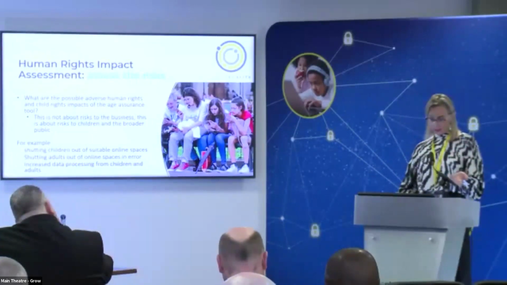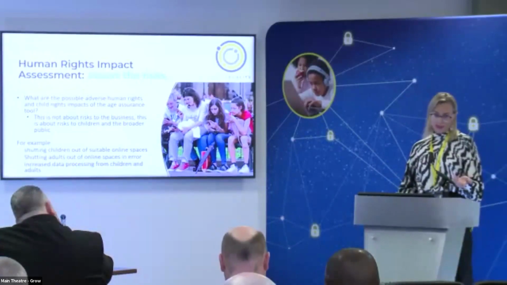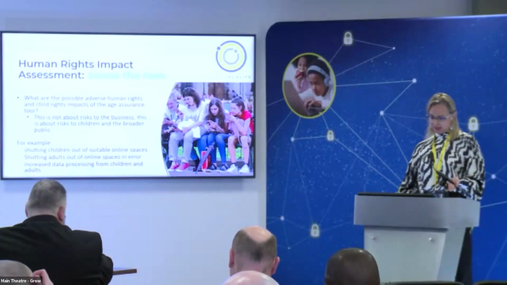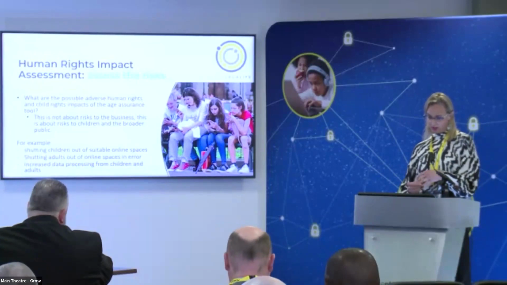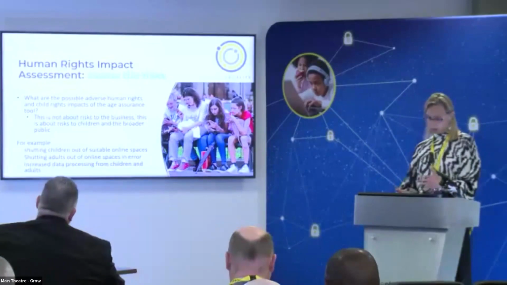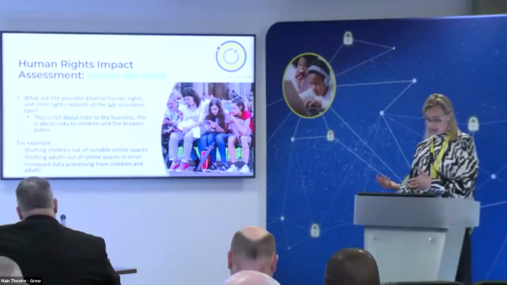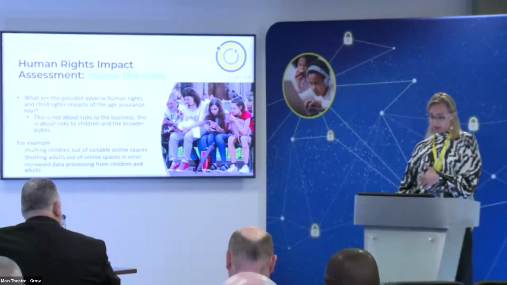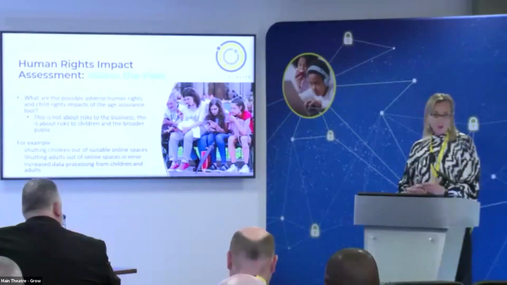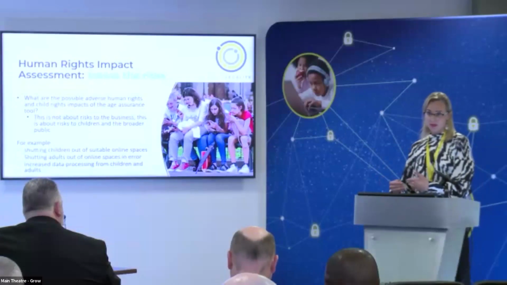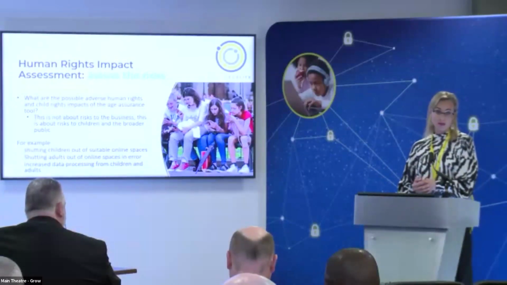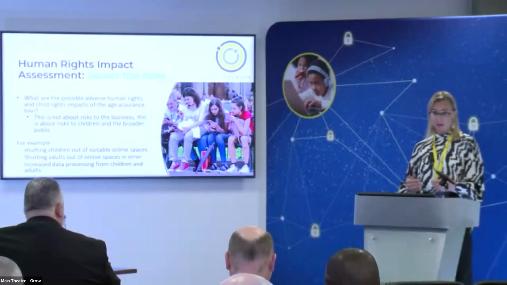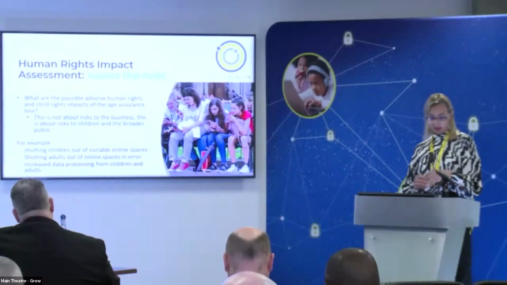Or there's the danger of increased data processing from children and adults. This is particularly relevant if you're using an age assurance tool to ensure you're not processing these girls' data in order to comply with the GDPR in Germany, for example. If you then end up processing even more data to prevent processing more data, it might not be the best tool. So you have to find a tool that's proportionate and logical in terms of the risk that you're trying to address. And these are just examples.